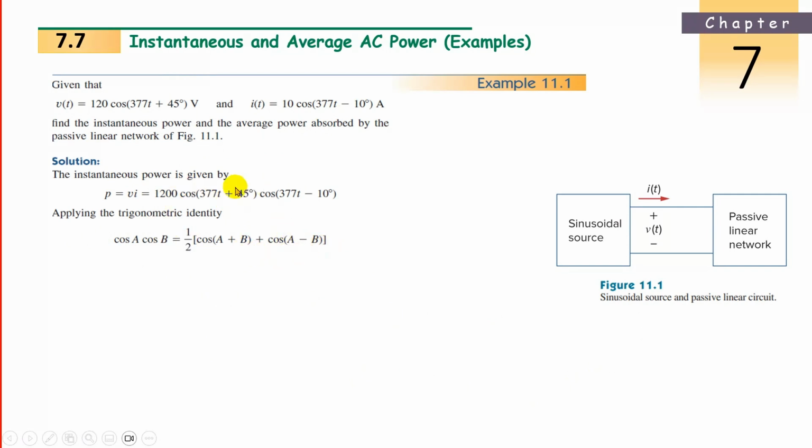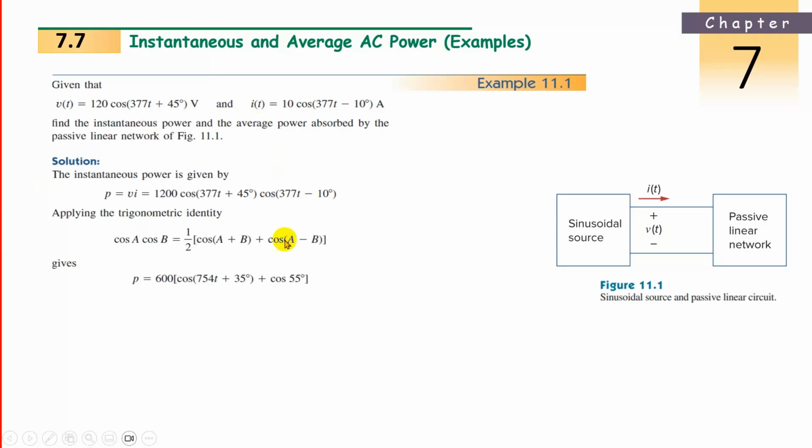So substitute in this equation. P is equal to half of 1200, that is 600. Now cos(A plus B) is 754t plus theta V plus theta I, that is 45 minus 10, 35 degrees. Now here minus is there, A minus B: 377t and 377t cancel out. 45 degrees minus of minus 10 becomes plus, so 55 degrees.